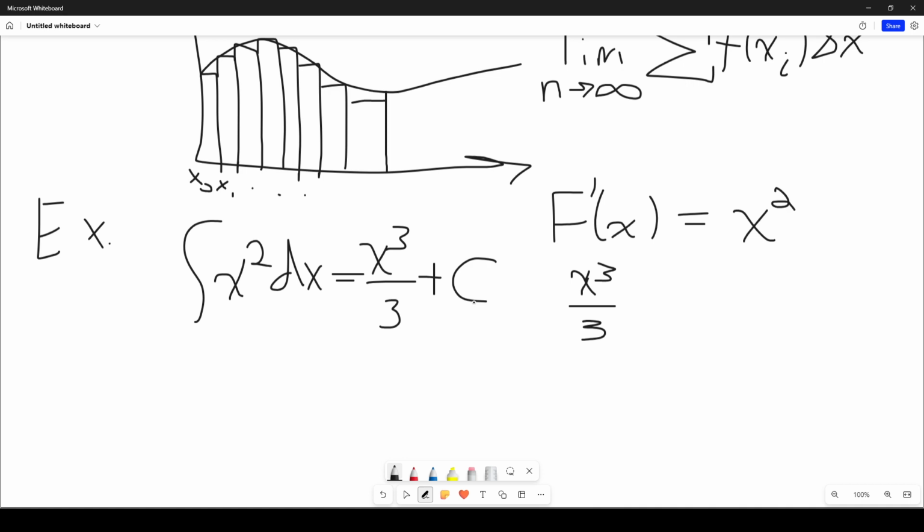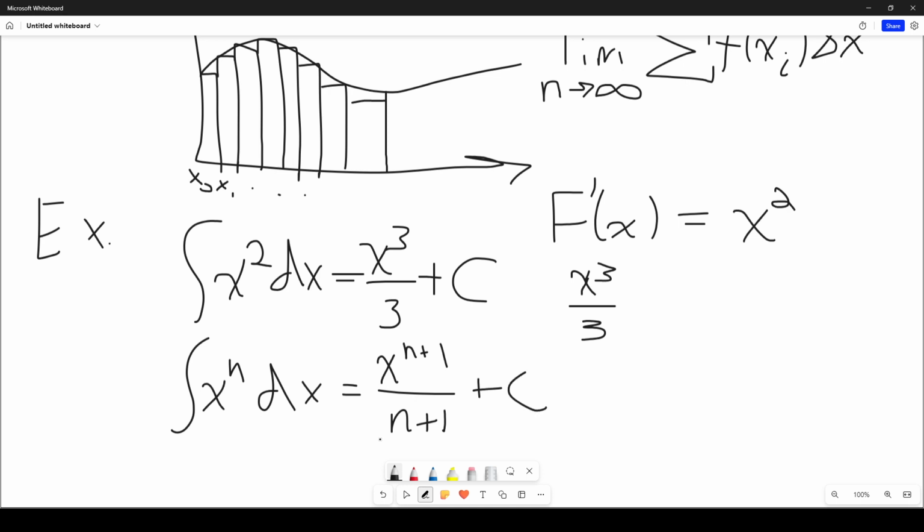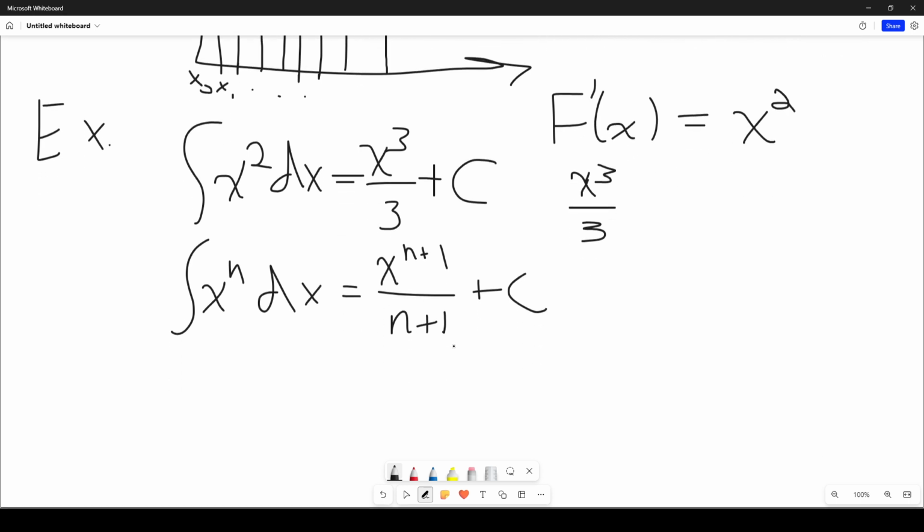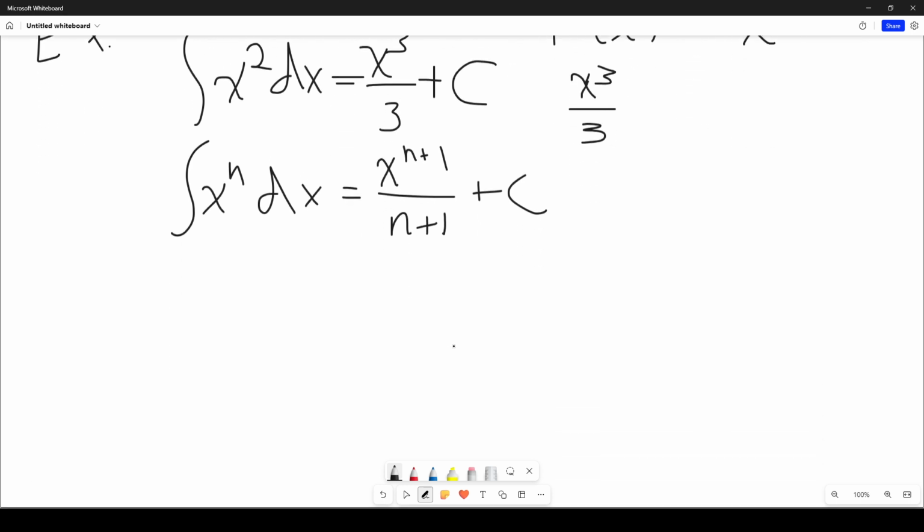So hopefully that example wasn't too hard. In fact, we can generalize this. If we have the integral of x to the n dx, and this is going to be similar to the power rule we learned with derivatives, we're going to get x to the n plus 1 over n plus 1 plus C. And hopefully this is pretty clear. The n plus 1s cancel out, and you get n plus 1 minus 1, which is x to the n. Great. So now let's relate that to the definite integral.